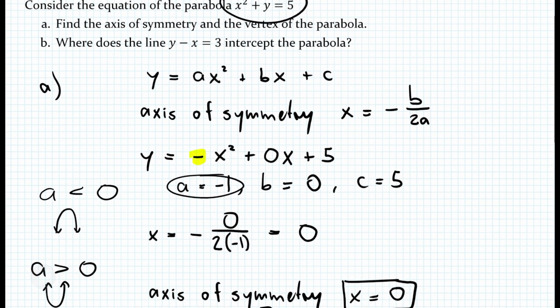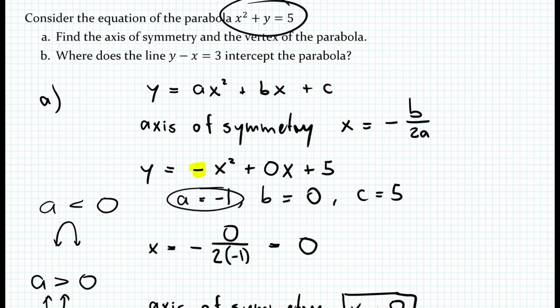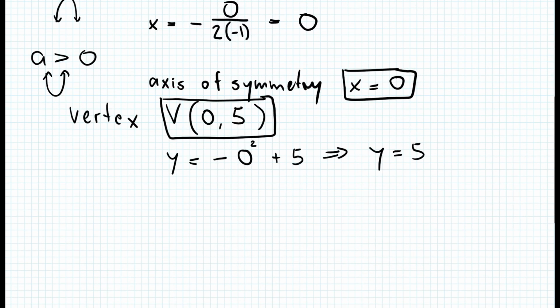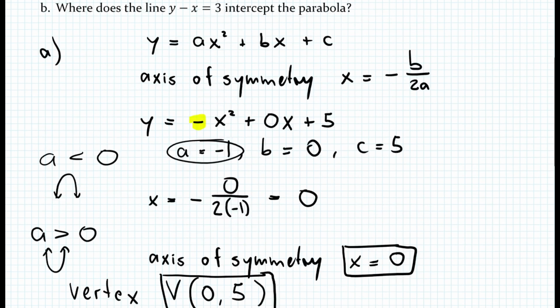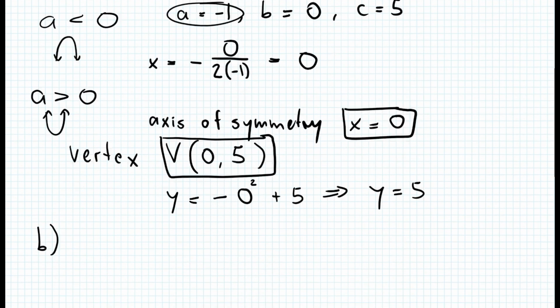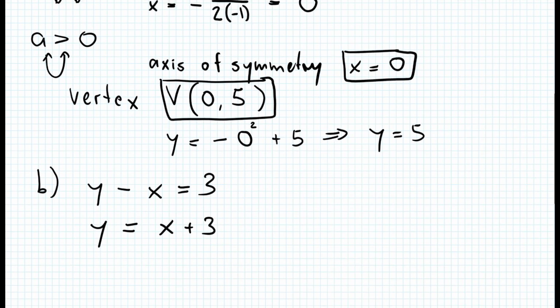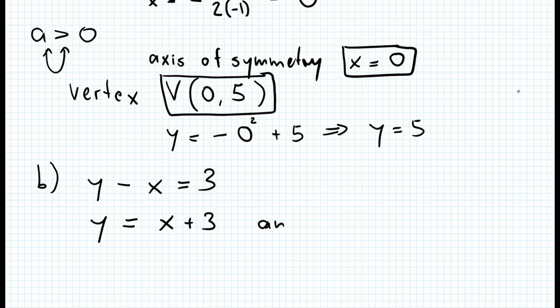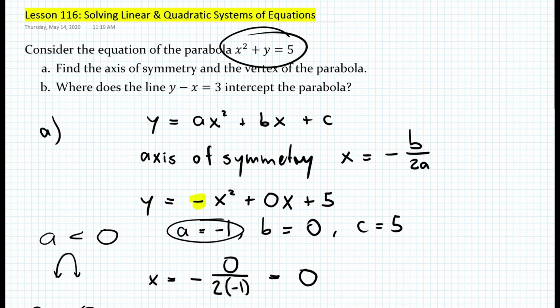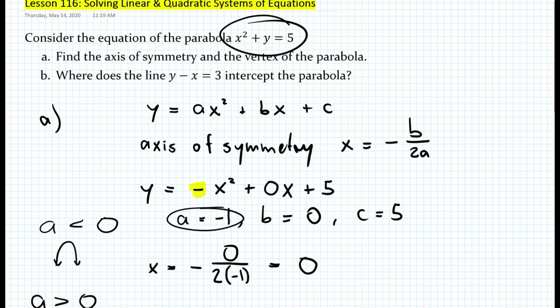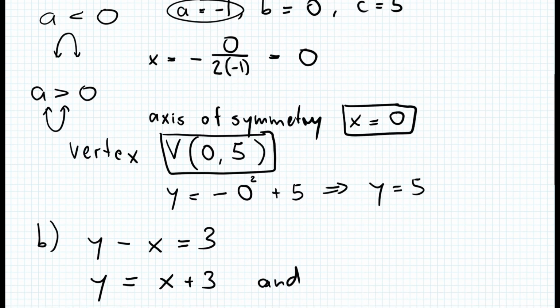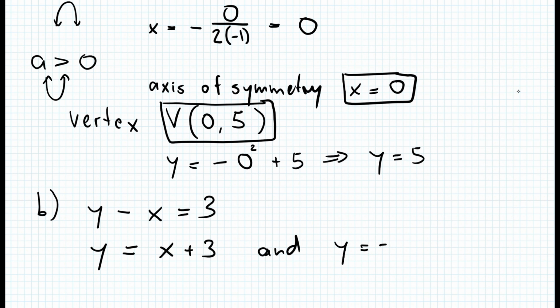Okay, so now for part B, where does the line y minus x equal to 3 intercept the parabola? So for part B, here we have y minus x equal to 3. So let's rewrite it. So we want to solve for y to change it to slope-intercept form. And now we have y equal to x plus 3. And we have the equation of the parabola, let's write it also in terms of y. So y equal to negative x squared, and then we have plus 5, okay?